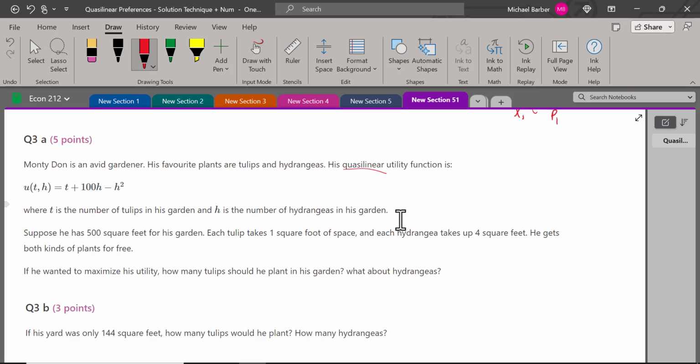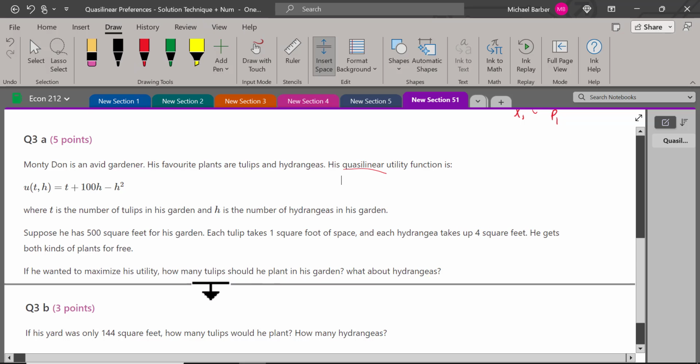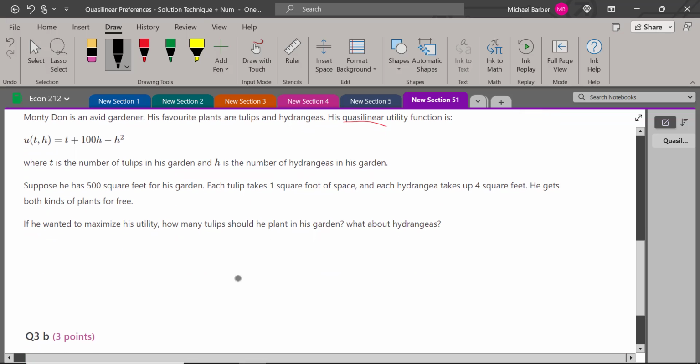Each tulip takes up 1 square foot, and each hydrangea takes up 4 square feet. He gets both kinds of plants for free, so he just has all these plants sitting around. So basically his budget constraint is about how much room he has in his garden to plant these things. If you wanted to maximize his utility, how many tulips should he plant in his garden? What about hydrangeas? Okay, so I'm just going to give myself some room here. We can write down the maximization problem.